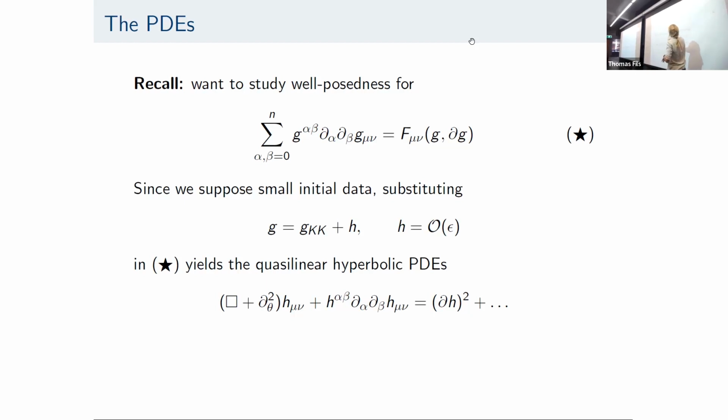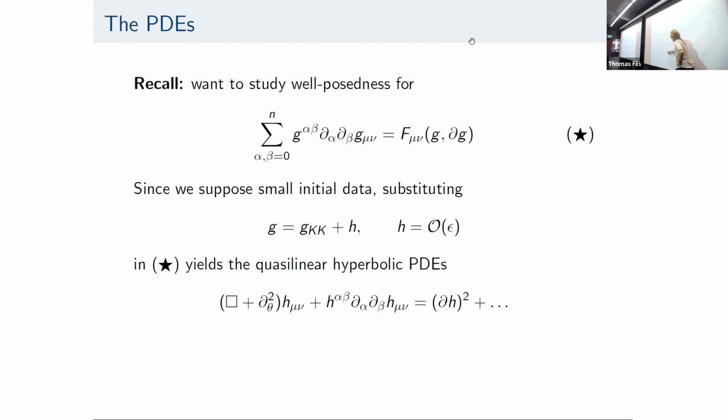Since we suppose we have small initial data, it makes more sense to consider as our fundamental unknown not G, but a perturbation of G, H. If I substitute this into this equation, I get the following system. I want H to be order epsilon, like the data. I want it to be small. So this is the system of PDEs that I want to study.